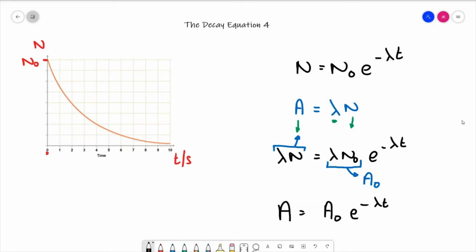Yes, okay, the numbers are going to be different because activity and the number of nuclei are not measuring the same thing, but mathematically we can treat them very similarly.